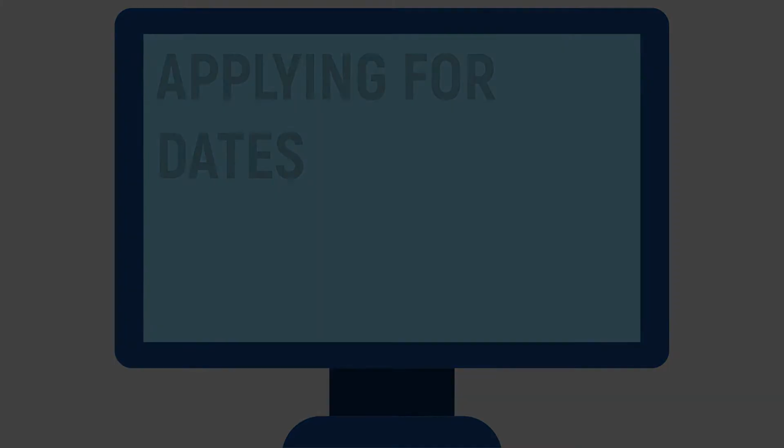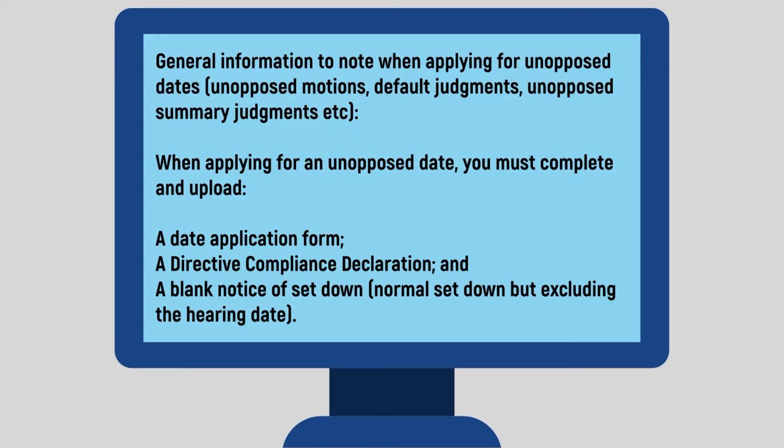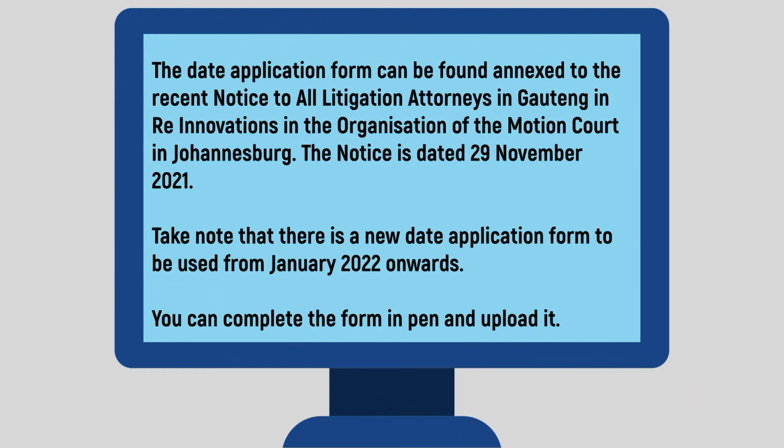Applying for dates. General information to note when applying for unopposed dates, which includes unopposed motions, default judgments, and unopposed summary judgments, etc. When applying for an unopposed date, you must complete and upload a date application form, a directive compliance declaration, and a blank notice of set down, which is a normal set down, but it's just excluding the hearing date. The date application form can be found annexed to the recent Notice to All Litigation Attorneys in Gauteng in respect of innovations in the organization of the Motion Court in Johannesburg.